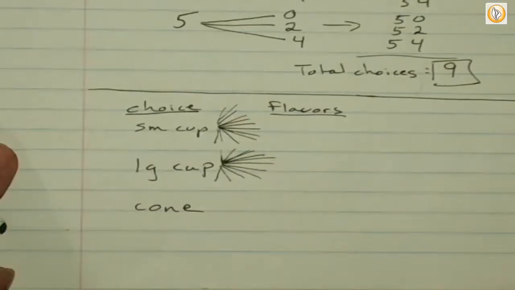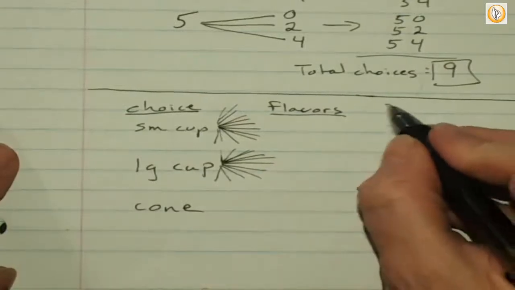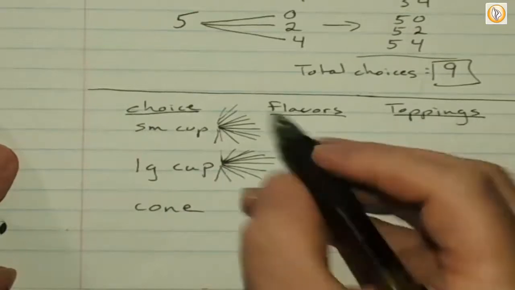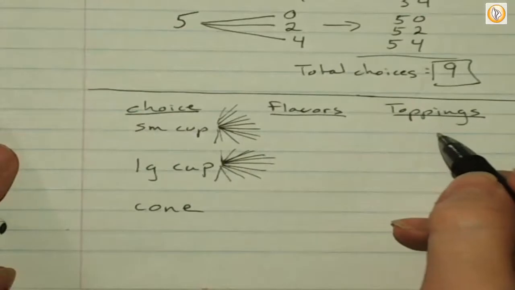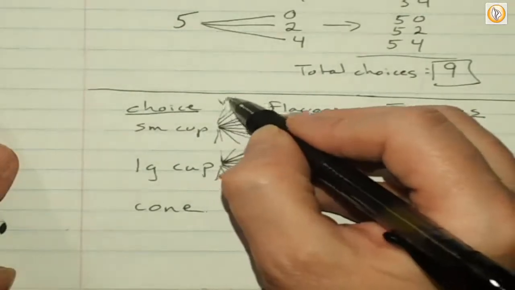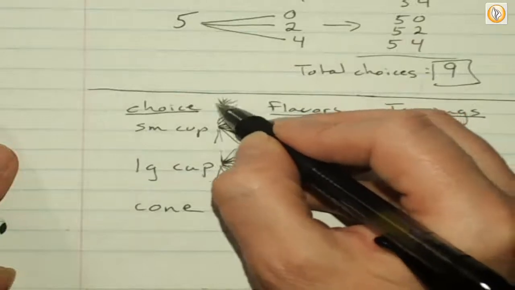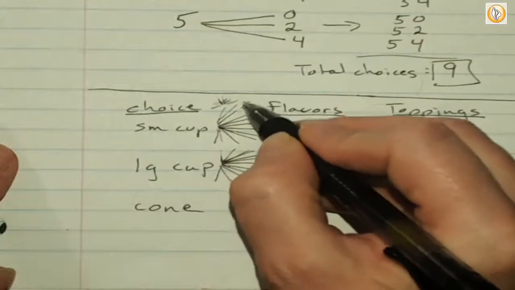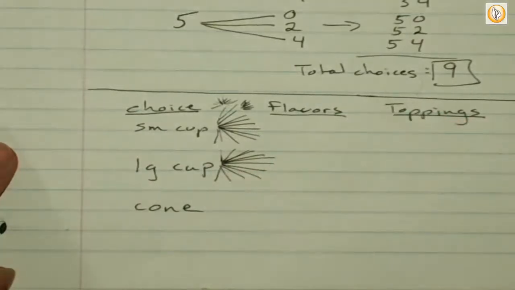You see where I'm going with this? And then if you had toppings, let's say there's like 10 toppings. So each of these little things, 1, 2, 3, 4, 5, 6, 7, 8, 9, 10. Do you see why a tree diagram is crazy?